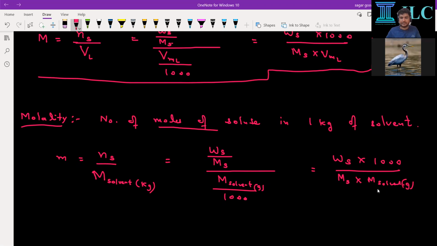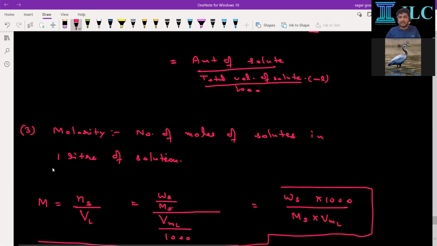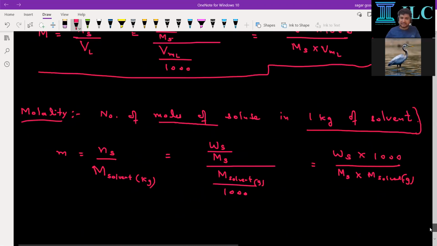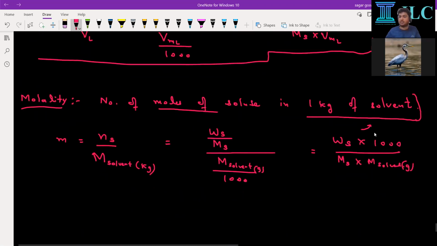Let me study this again. Okay. So molality is the number of moles of solute in 1 kg of solvent. And the molarity is for 1 liter of volume. So in the molality, we have to take the mass of solvent in the denominator. The number of moles of solute remains the same in the numerator, but the difference is the denominator. In the molarity we have to take the volume, and in the molality we have to take the mass.